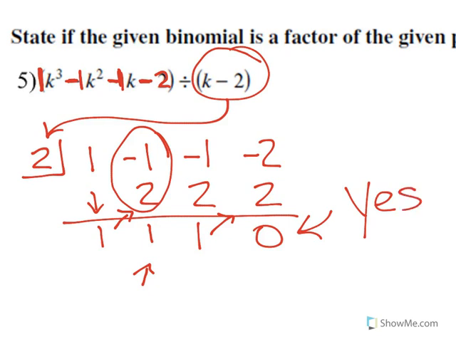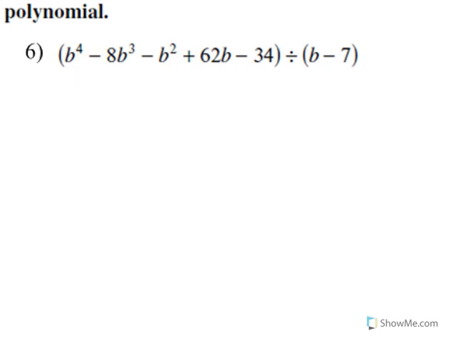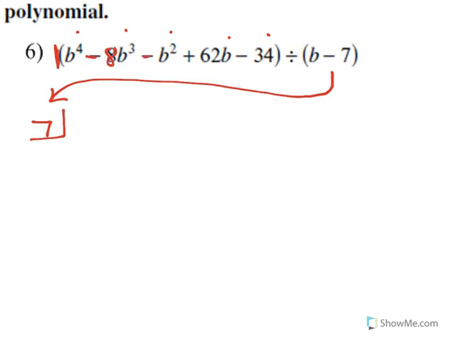All right, I'm going to do number 6. So again, I don't think we have any exponents missing. We have 4, 3, 2, 1, and none. So we're good. We're going to take the 0 of b minus 7, and that's actually a positive 7. And then just put your numbers that are in front: 1, negative 8, negative 1, 62, and negative 34.